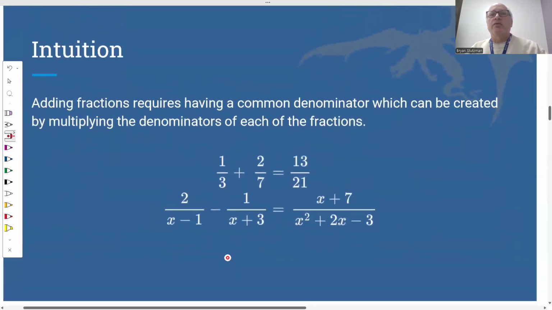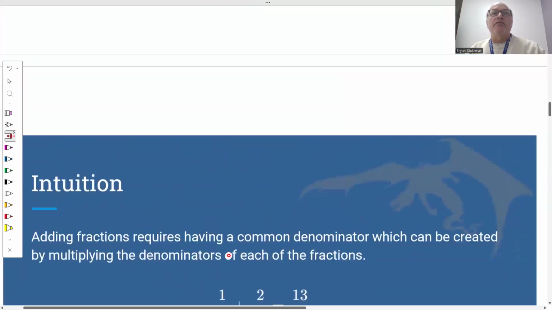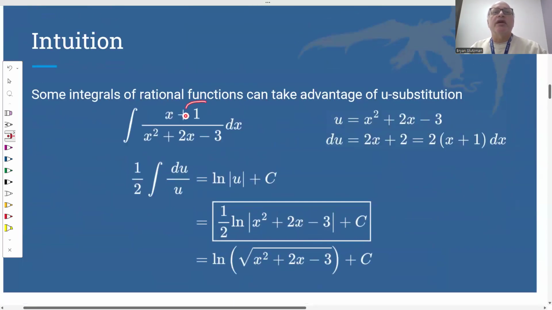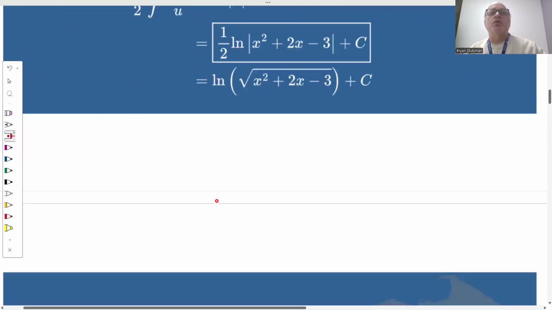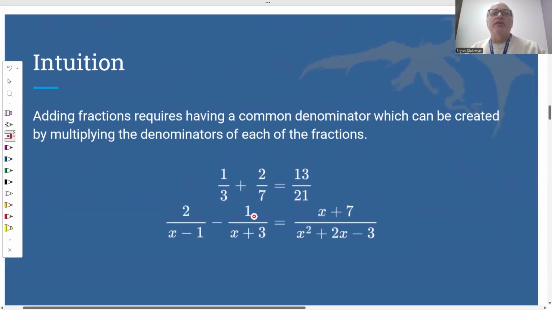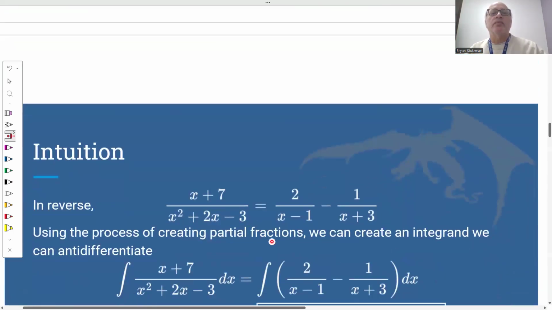Now, let's see what happens if this was not x plus 1, but something a little bit different, like x plus 7. Then our substitution doesn't work. So how do we get there? Well, back when you were in middle school or in algebra, you learned how to add fractions and combine them together into a single fraction. Well, we're going to work in reverse.